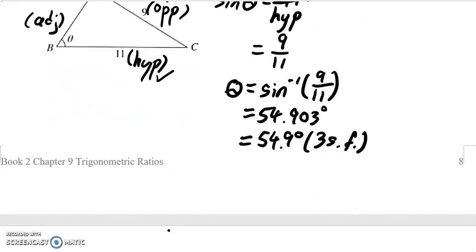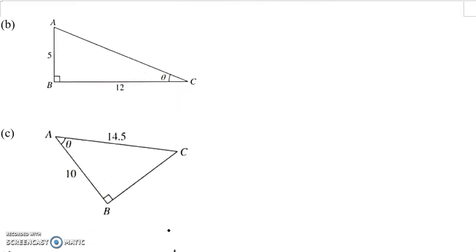Moving down to B and C. At this juncture, I would like for you to pause the video for a while. Give part B and part C a try before you continue playing the video so that you can check your answers and make sure that you are on the right track.